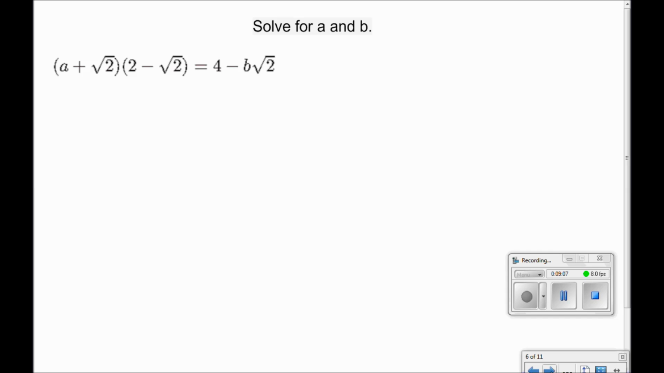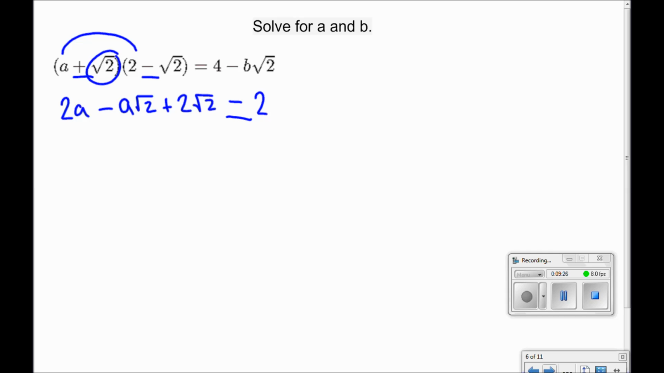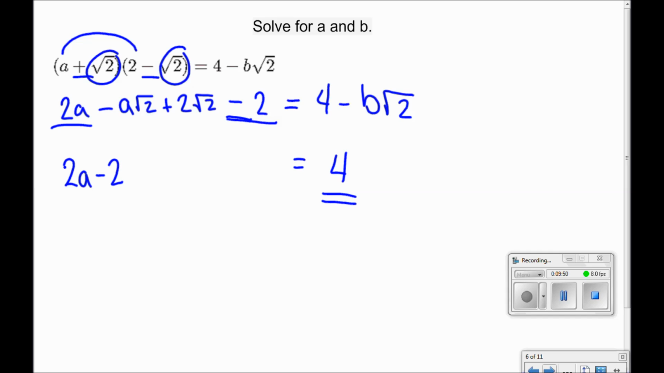Okay, last example. Here we're solving for a and b. Again, we're going to FOIL this side of the equation. So we'll have 2a minus a square roots of 2 plus 2 square roots of 2 minus 2, right? We've got a positive times a negative, so it's going to give us a negative, and then a square root of 2 times the square root of 2 gives us 2 without the square root. And that's equal to 4 minus b square roots of 2. We're going to combine anything that doesn't have a square root of 2. So 2a and our -2 we're going to put those in front, because they don't have a surd, and they're going to be equal to 4, because those are the parts without the square root of 2.